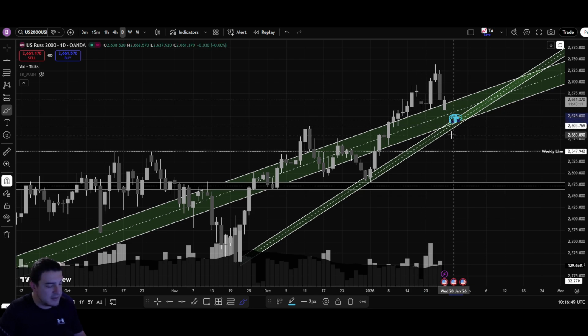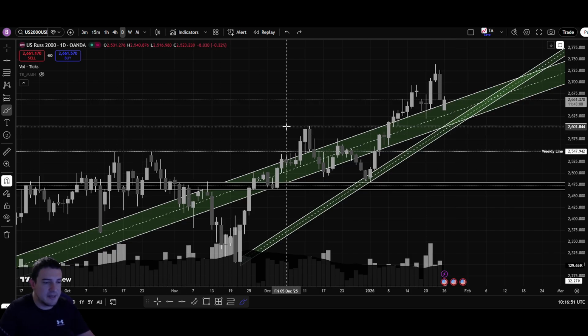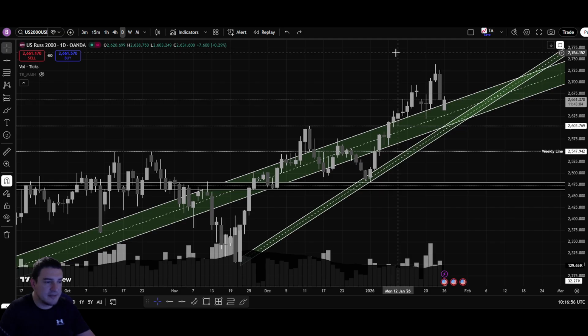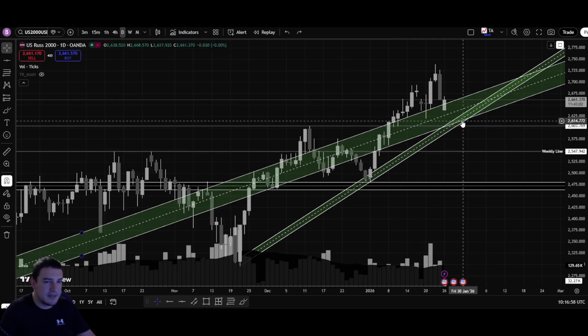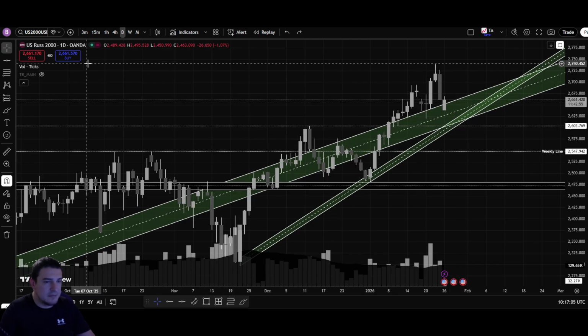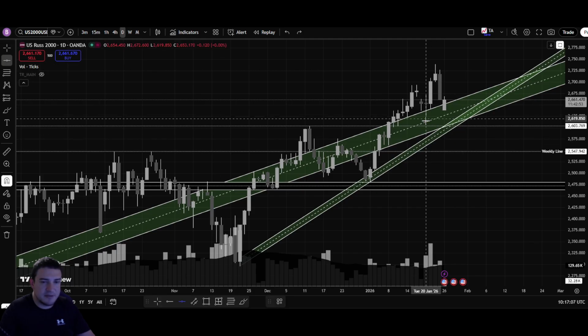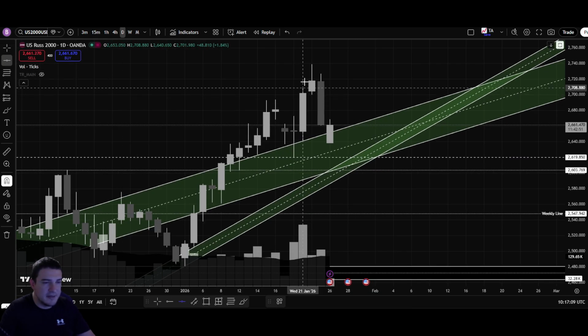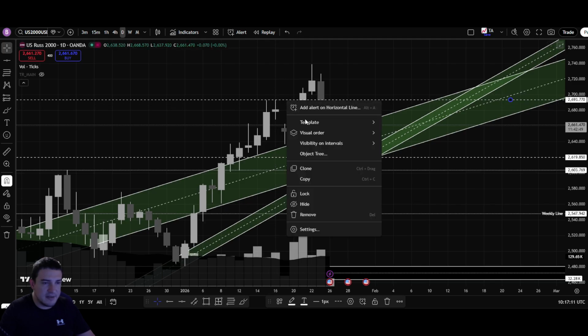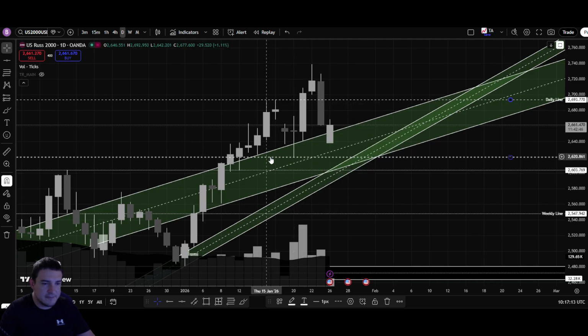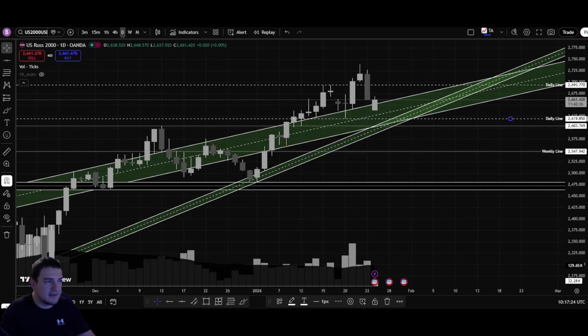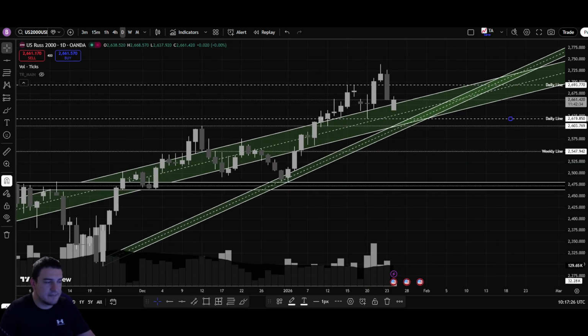Potentially go long at that area, especially if the other indexes play nicely. If they all break back up into their trend lines or above their trend lines, then this will be a really good confluence. Let's draw some lines. We'll just put the last low and then this guy here as daily lines. And that's it for the Russell 2000.